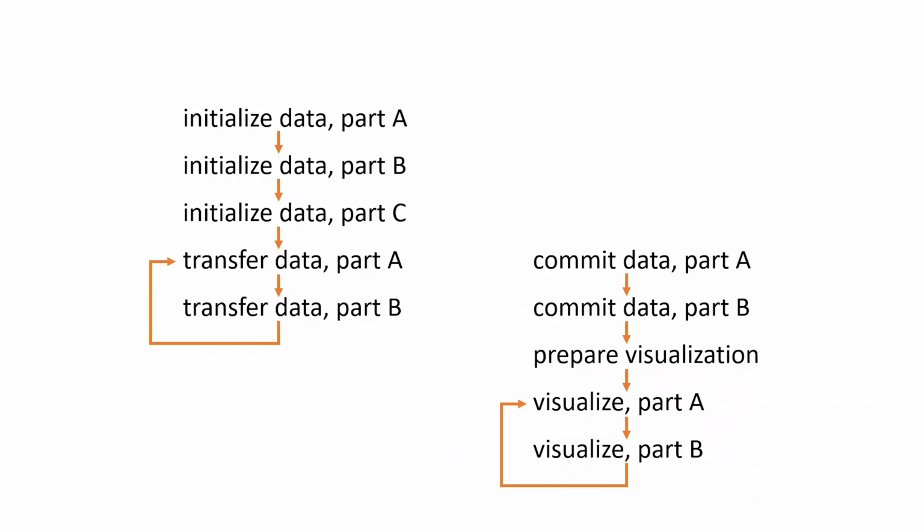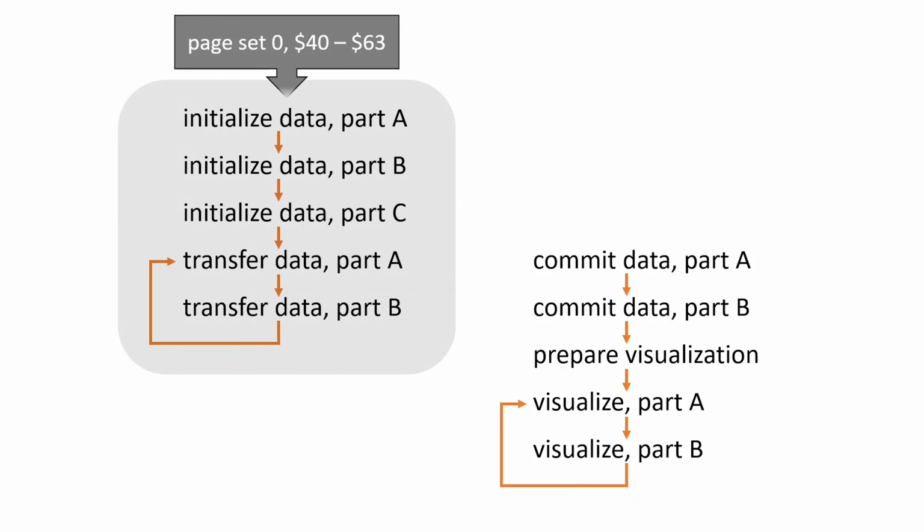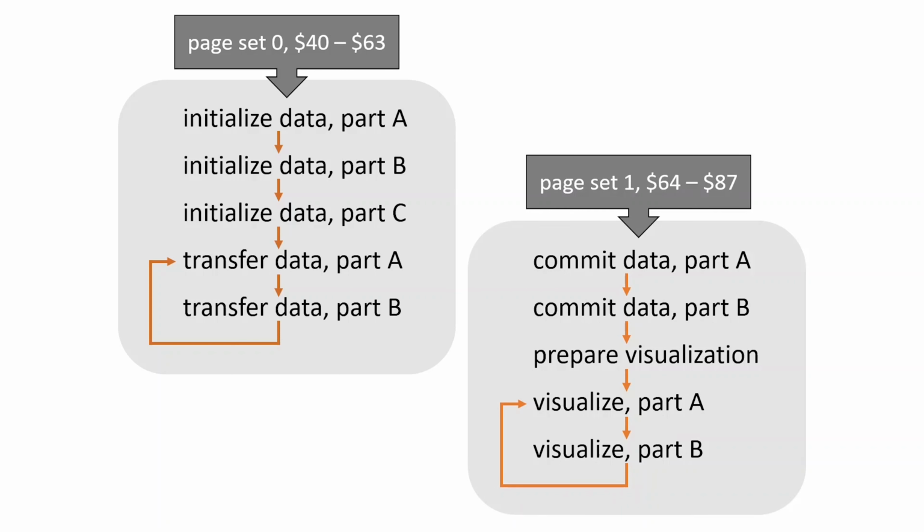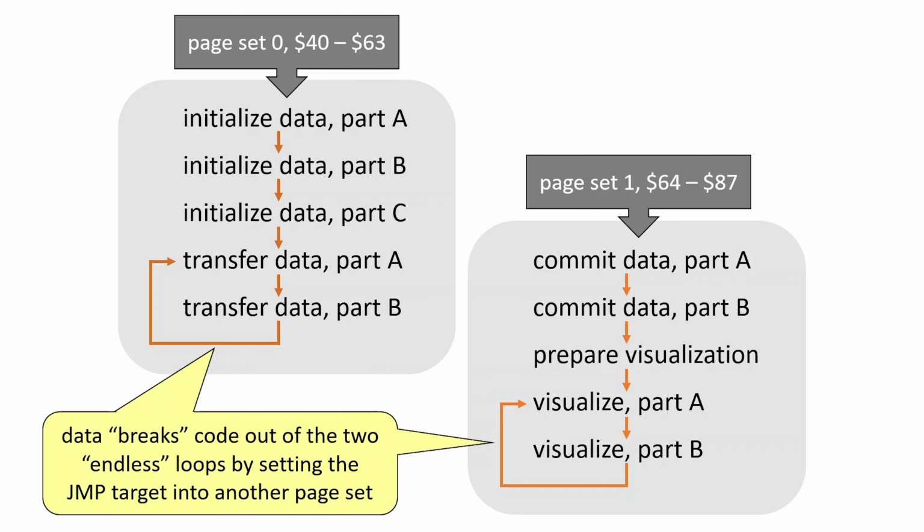Finally, you see all 10 pulse generator types that make up the core of A2Stream. 5 of them in page set 0 and 5 of them in page set 1. Inside each page set, the data flow is determined by the jump target low byte, which is not modified. In both cases, that data flow ends in an endless loop. The data breaks the code out of the two endless loops by setting the jump target high byte to a value pointing into the other page set.